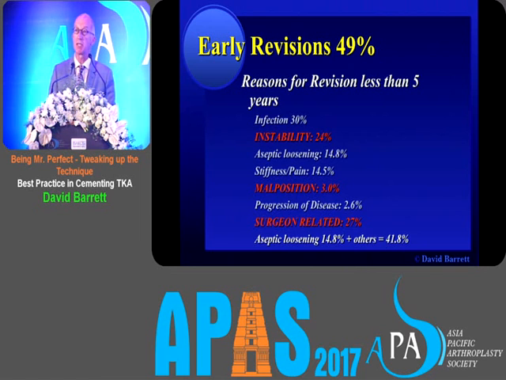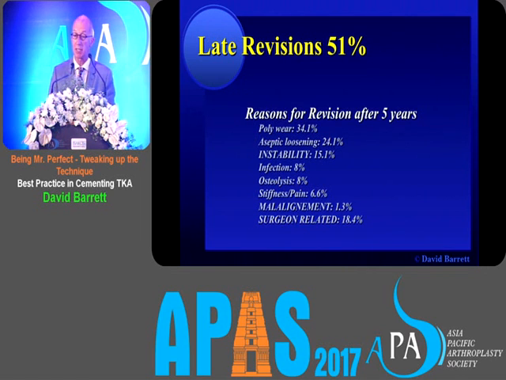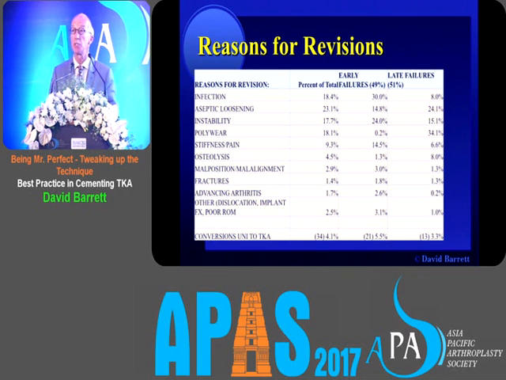It's embarrassing when a knee fails before 5 years. That's usually your fault, and it relates to aseptic loosening. And it becomes a very important part of late revisions. Aseptic loosening, 24% of late revisions. So that's why your cement technique is really important. It's not just instability and malalignment, it's your cement technique which is part of a possible early or late failure.